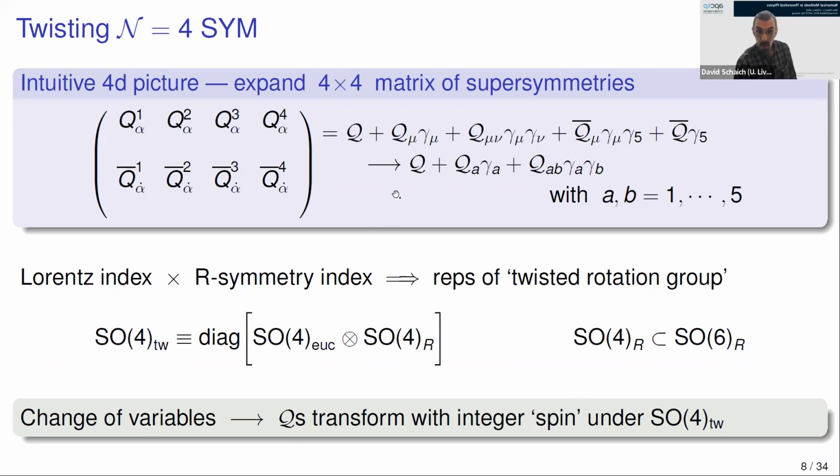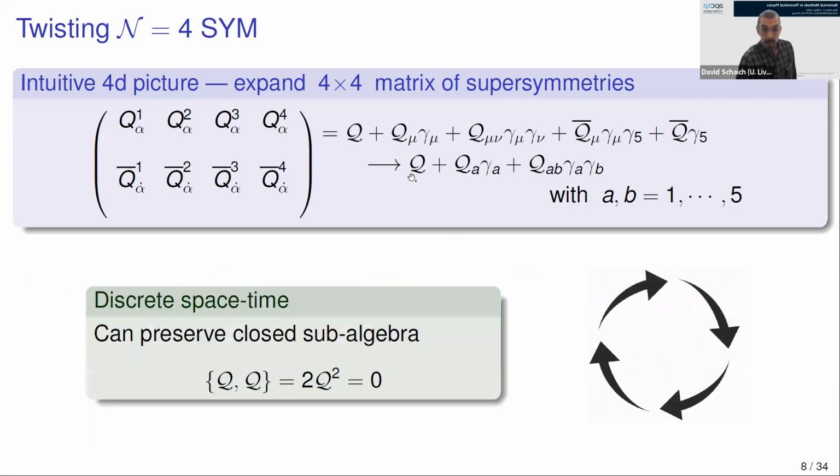In particular, if we consider the anti-commutator of this twisted scalar supersymmetry with itself, this turns out to be just its square. This twisted scalar supersymmetry is a nilpotent operator. It squares to 0, which is a closed subalgebra of the full super Poincare group that can be preserved exactly on a discrete lattice spacetime.